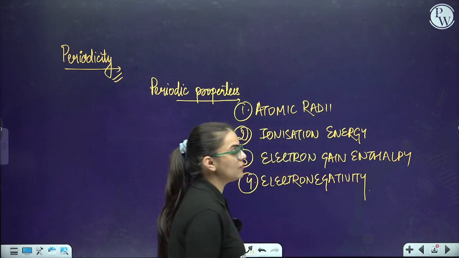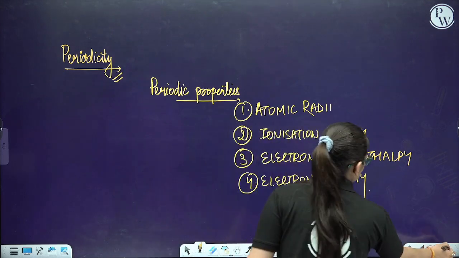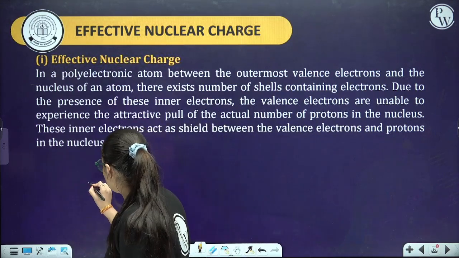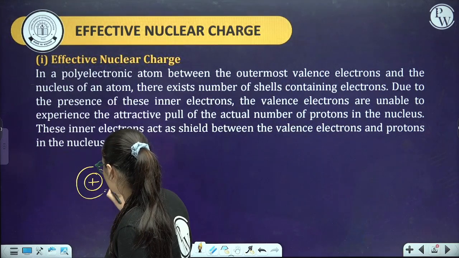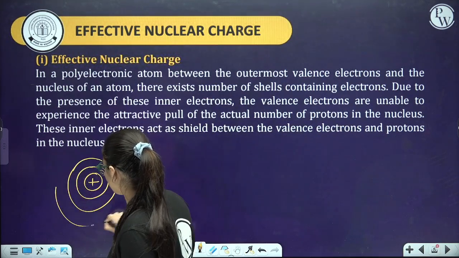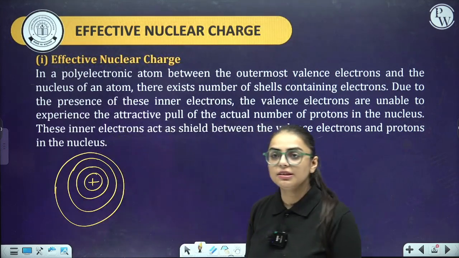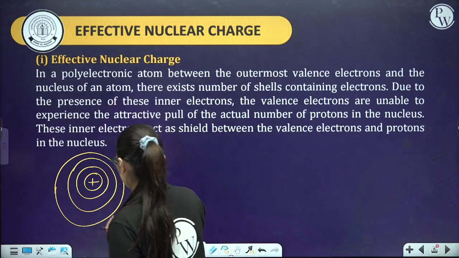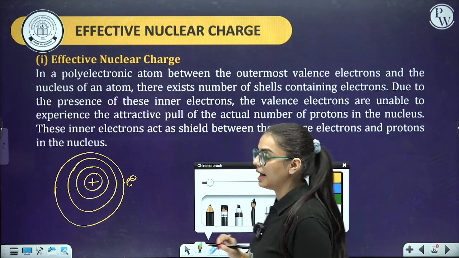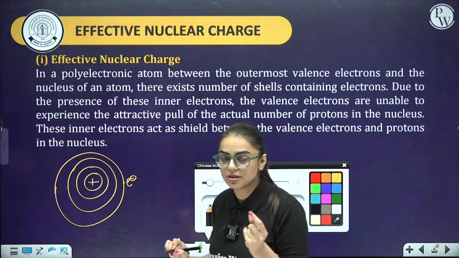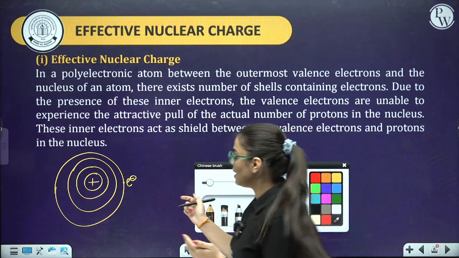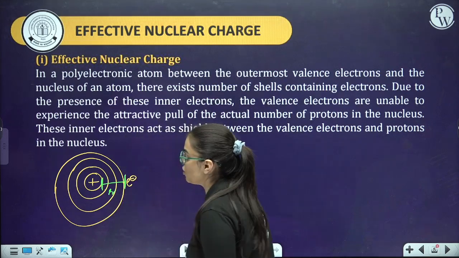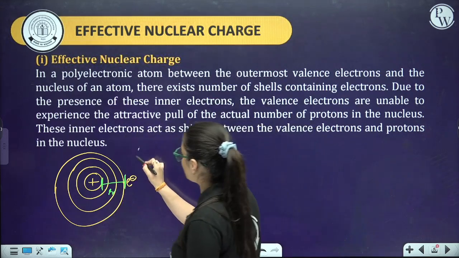Okay, let us start with the very first segment, that is atomic radii. Before this, let us understand what is effective nuclear charge. If I talk about the very basic definition of atomic radii, consider this is my nucleus. This is my first shell, this is my second shell, and this is my third shell. We are considering an element which has 3 periods, that means 3 shells, and this is the outermost electron present in the third shell. So what is atomic radii basically? It is the distance between the outermost shell electron and the nucleus.